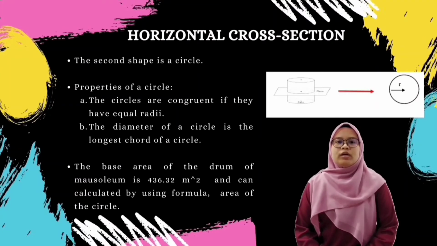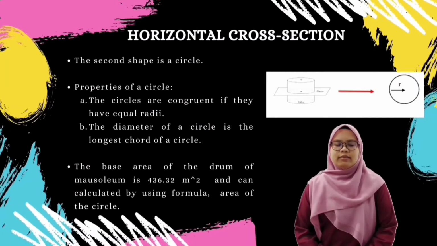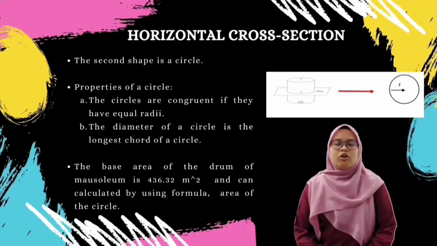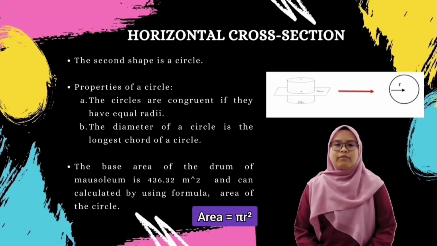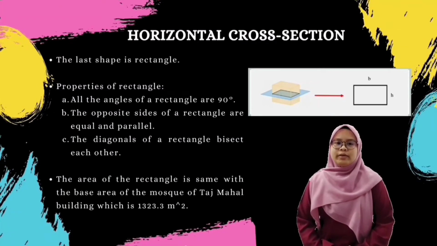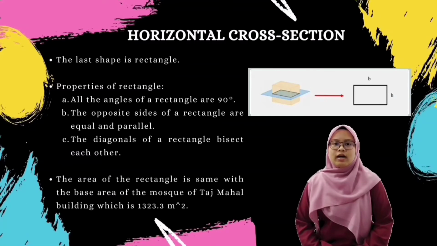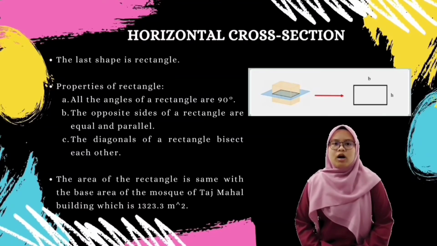The second shape is a circle, which is obtained from crossing the cylinder shape of the drum of the mausoleum. Circles are said to be congruent if they have equal radii. The diameter of a circle is the longest chord of a circle. The base area of the drum of the mausoleum is 436.32 meters squared and can be calculated by finding the area of the circle. Next, when a plane crosses the middle of the rectangular prism, it will form a rectangle shape. All the angles of a rectangle are 90 degrees and the opposite sides of a rectangle are equal and parallel.